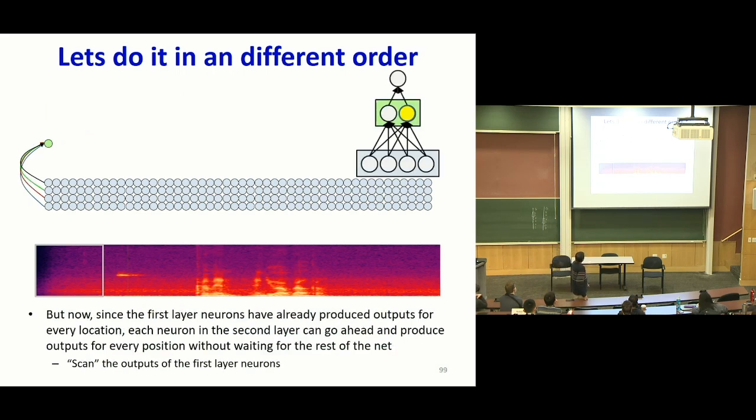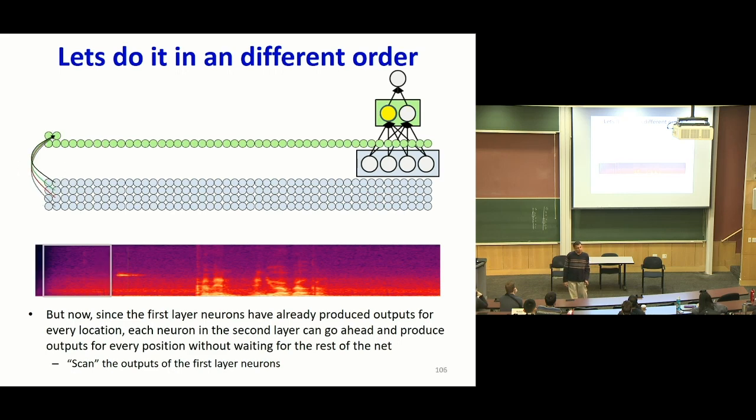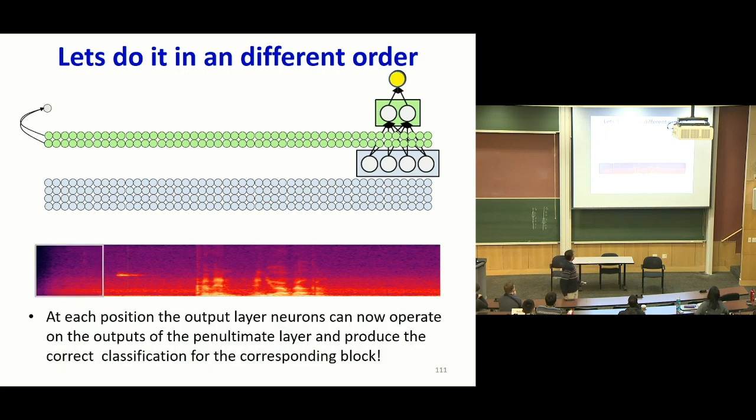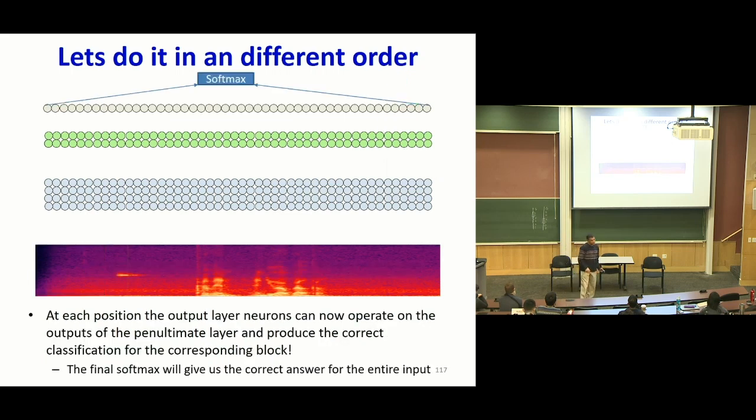And I can do the same thing now with the second layer neurons, right? Each of them can individually now scan the input, and so I can scan the input with the second layer neurons and then look at the output of the second layer neurons in the first position and compute the output for that location, and do the same for the next and so on, and scan and put the whole thing through a softmax.